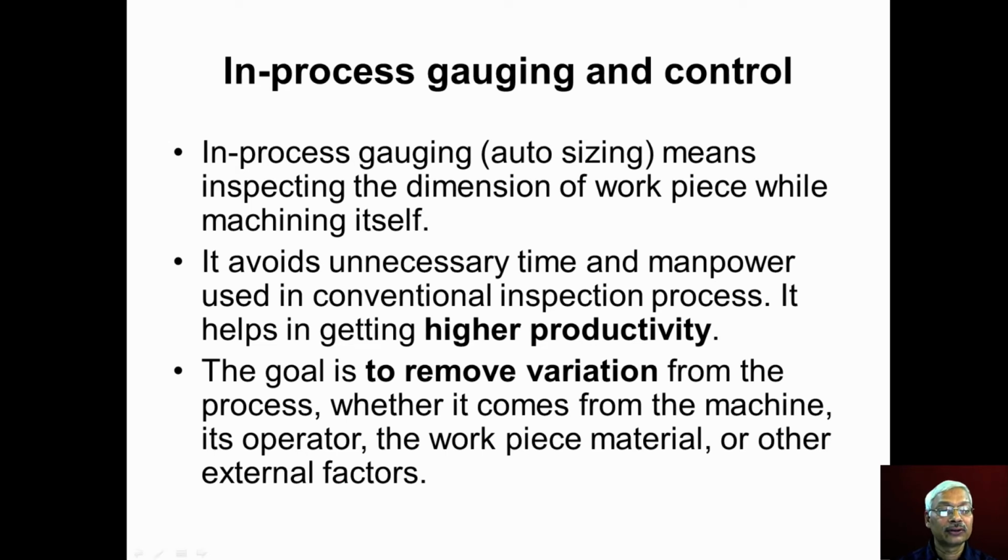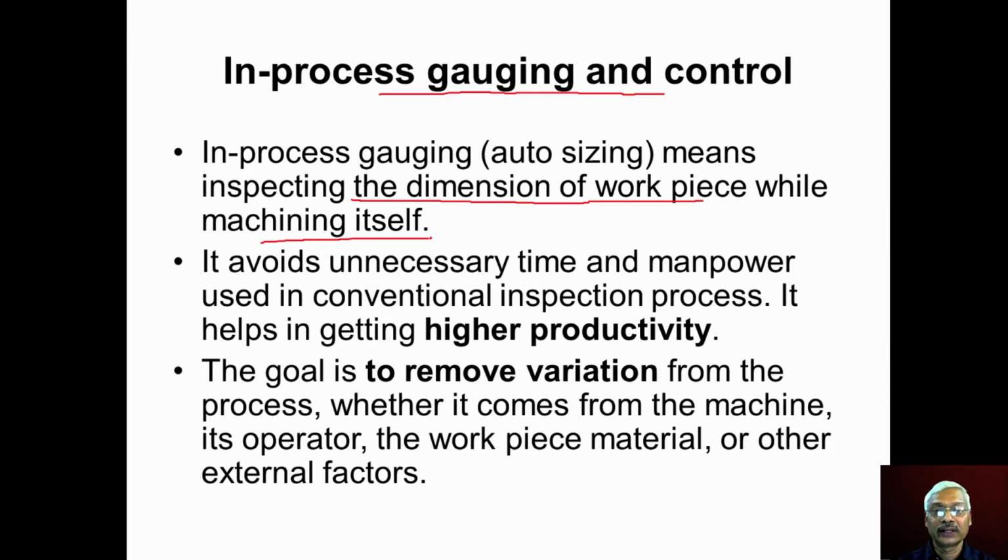Now let us try to understand what is the meaning of in-process gauging and control. In-process gauging, in other words, is also known as auto-sizing. It means inspecting the dimension of the workpiece while machining itself. See, in the normal process, the workpiece is machined, and the machine is stopped to check whether the correct size is achieved or not.